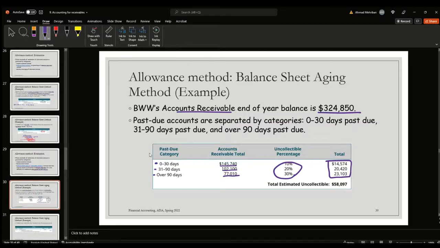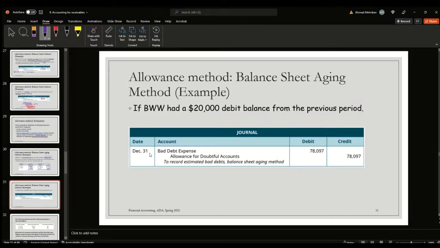like this. And again, if you look at the total of this amount, which is 324,850, just like our total accounts receivable, then we assign to each period a percentage of uncollectible, get our total by period, and then summarize it. We get the total estimated uncollectible of 58,097, and then we record it in the allowance for doubtful accounts. Here, the example tells you that the allowance for doubtful accounts had a debit balance.